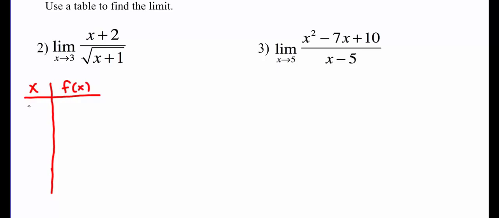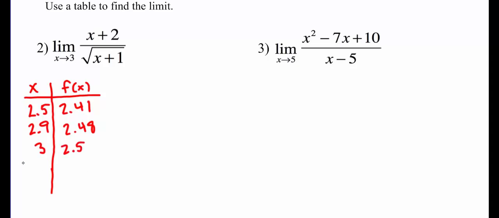So I might start with something like 2.5, and I'm just going to use my calculator to get these values. I'm getting 2.41 here. Maybe I'm going to creep in a little bit closer to 3 and do 2.9, and here I get 2.48. Now in this problem we can do exactly 3 and we get 2.5.